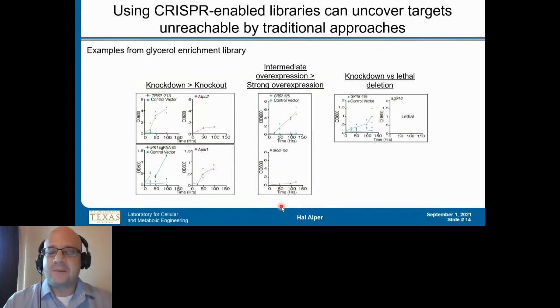And finally, the one that's interesting, going along with the knockdown, is that sometimes the knockdown is functional, but the deletion is lethal. So, for example, with GPI18, we found that when we knocked that out, we had no growth. It was a lethal mutation. This is an essential gene. But when we knock it down, we actually have a beneficial phenotype in terms of glycerol growth compared to that of the control vector. So using these CRISPR-enabled libraries allows us to survey a much broader span of metabolism and find key genes that relate to that improvement in flux.